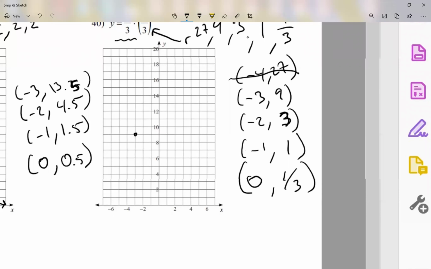-2, 3, that's a 3. -1, 1, and 0, 1/3. So my graph taking a big drop, and then all of a sudden starts going slow.